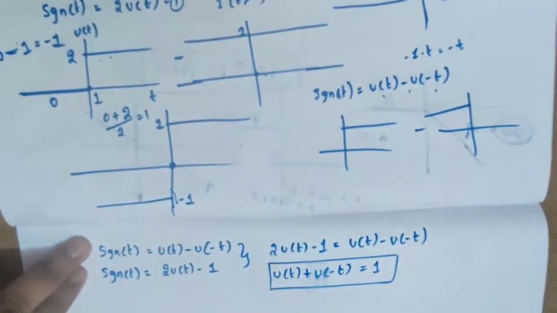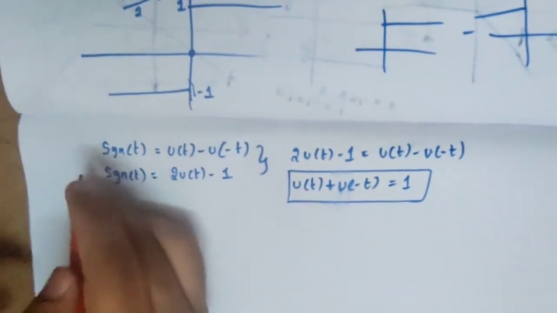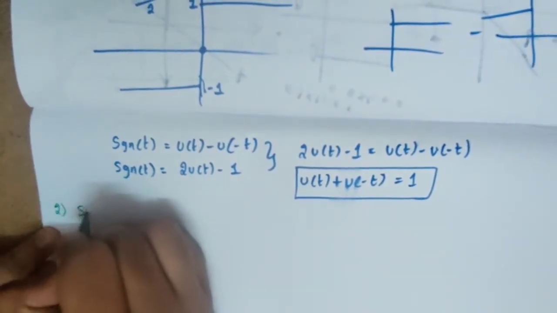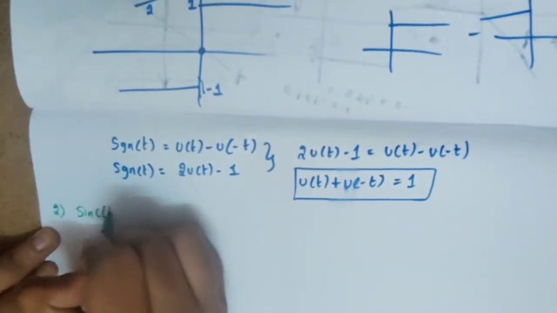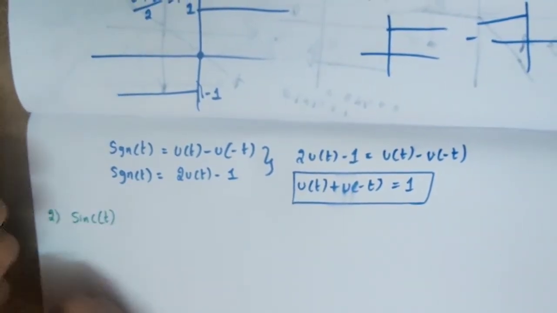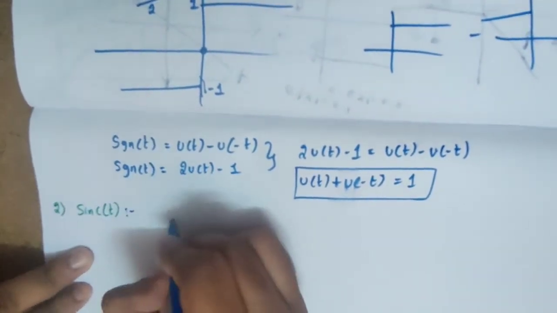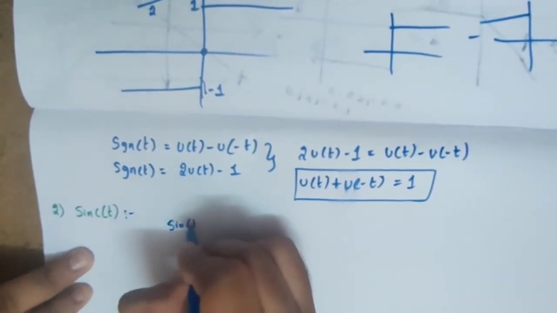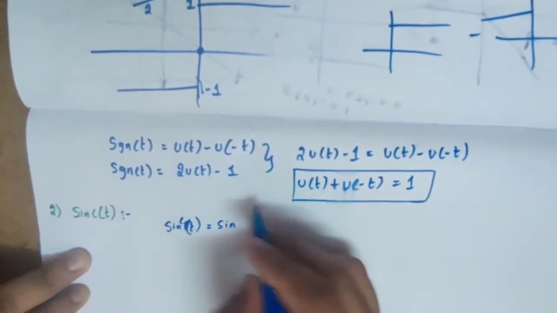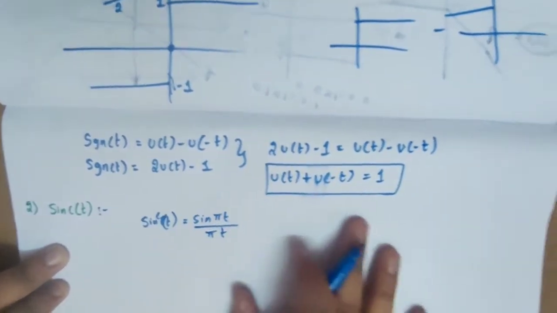Let us discuss a bit faster, because the length of the video will become more. The next function which we have is sinc of t. It's not sin t, it's sinc t. So what is the definition for this sinc t? Let us write the definition. So sinc of t is equal to sin pi t divided by pi t. So this is the definition of sinc of t.